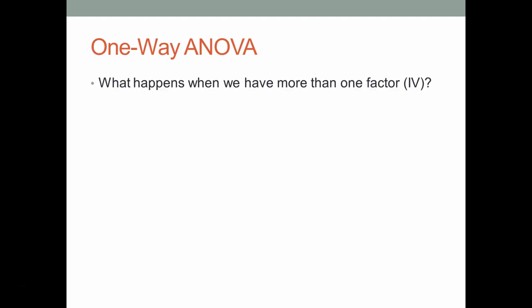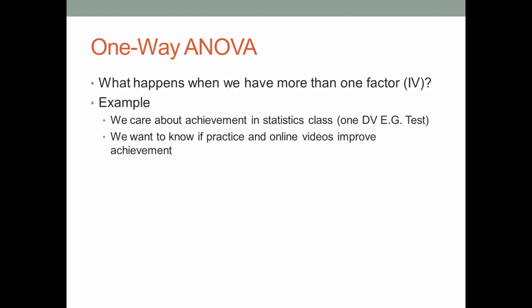So one-way analysis of variance, sort of as a review, what happens when we have more than one factor. In some of our other videos we talk about one-way ANOVA, with one factor, one independent variable. So we could care about achievement in statistics class. We want to know if practice and online videos would improve achievement. So those are some factors we could be exploring.